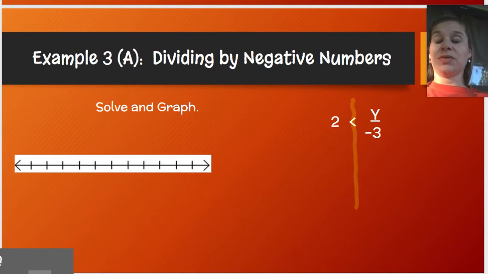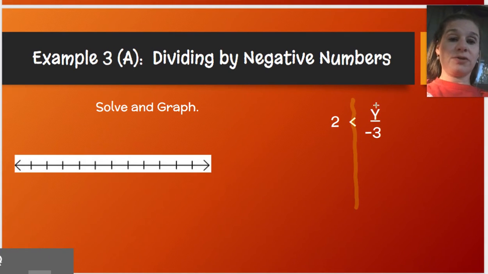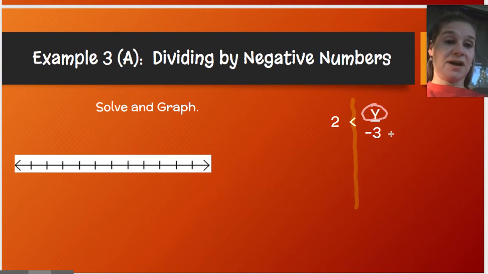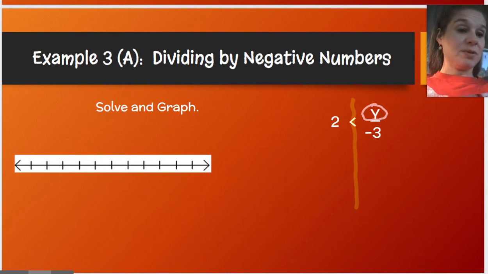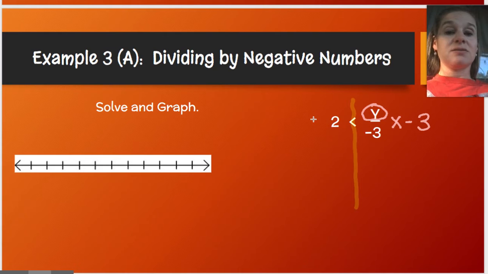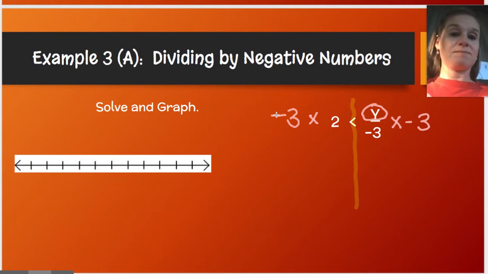Okay, for example 3, part A. Notice that this one is dividing by a negative. So if we look for the variable, which is y, notice that it is being divided by -3. Because this is a negative, and the inverse operation of divide is to multiply, in order to get y isolated by itself, we're going to do the opposite of divide by -3, which is to multiply by -3. So I'm going to multiply this side by -3, and because we're treating this like an equation, we're also going to multiply this side times -3.